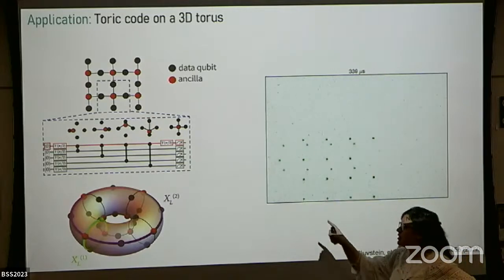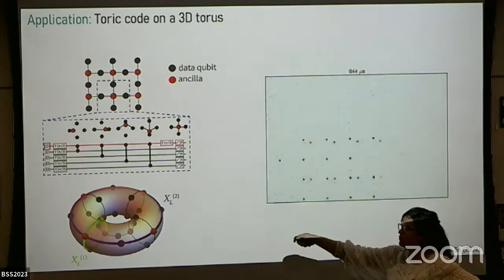It's still a CZ gate. So these are all controlled phase gates.